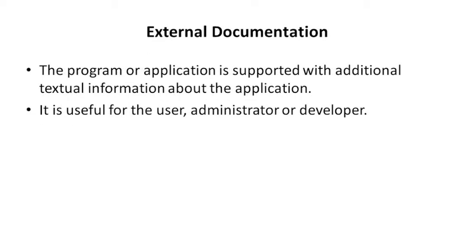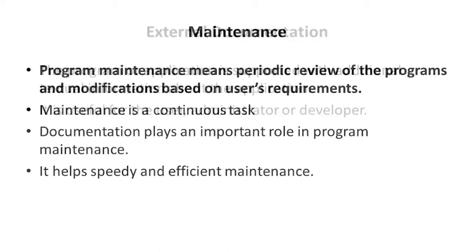External documentation is where the program or application is supported with additional textual information about the application. It is useful for the user, administrator or developer. Maintenance. Program maintenance means periodic review of the programs and modifications based on user requirements. The maintenance is a continuous task. The documentation plays an important role in program maintenance. It helps speedy and efficient maintenance.